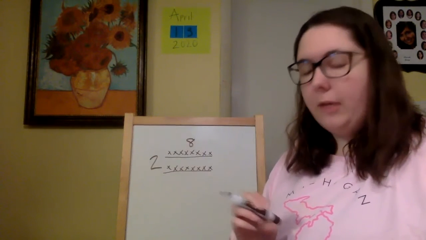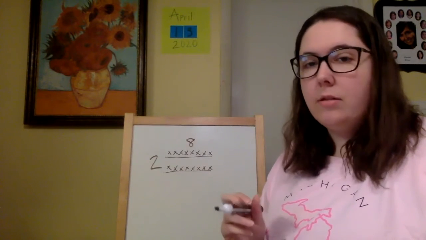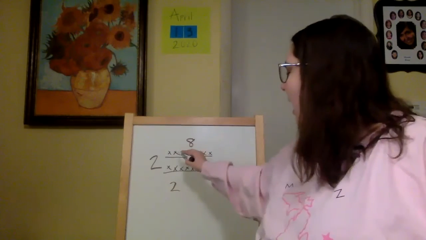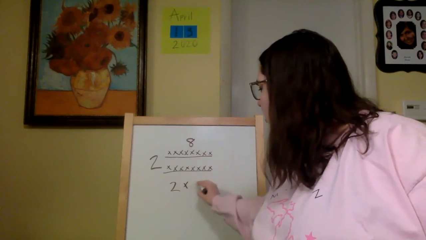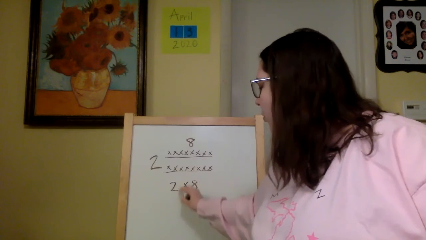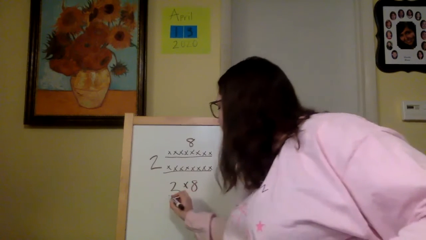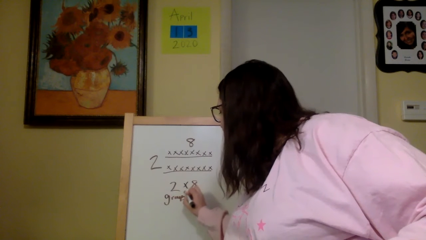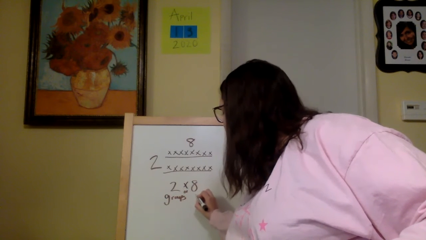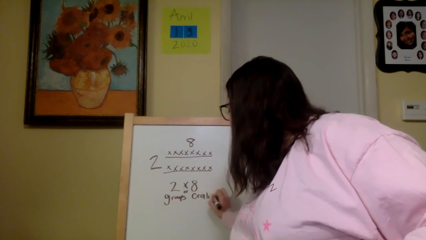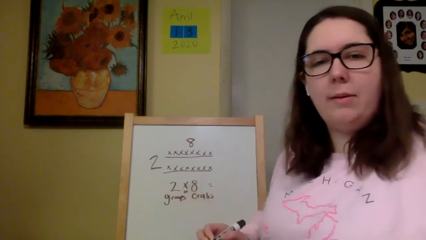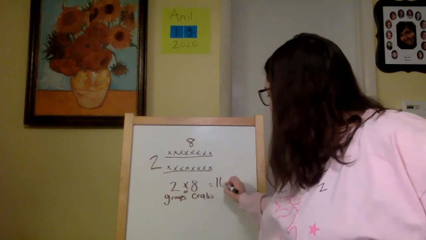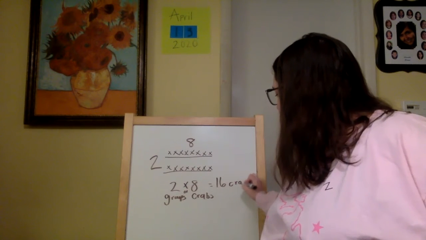So the multiplication problem is how many rows there are, 2, and how many are in each row. So it's 2 groups of 8. So this is really saying 2 groups or rows of 8 crabs. And what's 2 times 8? 16, right. 16 crabs.